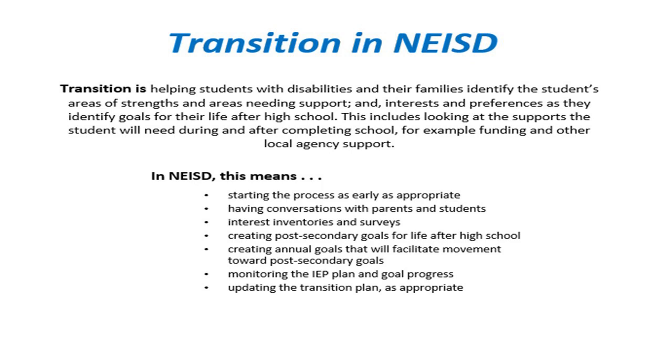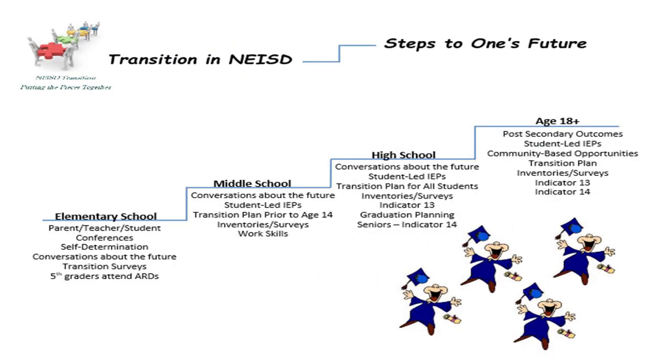The role of parents in the student's education should never be dismissed. Along with a discussion of rights, you should include a discussion of the responsibilities that accompany those rights. For parents and students, schools should provide them with information about how to learn more about adult responsibilities, including information about alternatives to guardianship and supported decision-making. Transition in NEISD, steps to one's future. Self-determination needs to be seen as a developmental process from early childhood through adulthood that encompasses the following key factors in teaching self-determination skills.